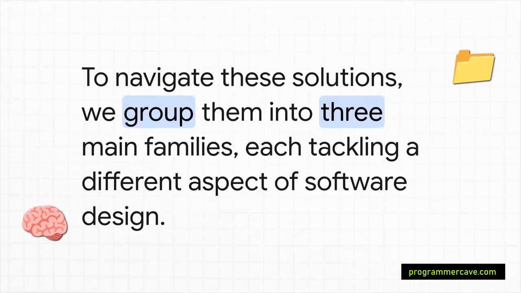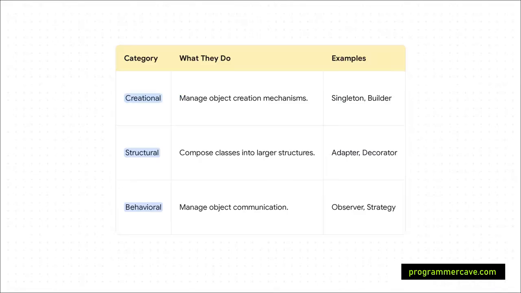Now, to make sense of all these patterns, we don't just throw them into one big pile. That would be chaos. They're actually neatly organized into 3 distinct families, and each one tackles a completely different aspect of software design. And here they are. First up, you've got creational patterns, which, as the name suggests, are all about how objects are created, how they're born. Then you have structural patterns, which are about how we piece together objects and classes into larger, more useful structures. And finally, behavioral patterns, which are all about how objects talk to each other and divide up responsibilities. Today, our focus is going to be squarely on that first category, the creational patterns.